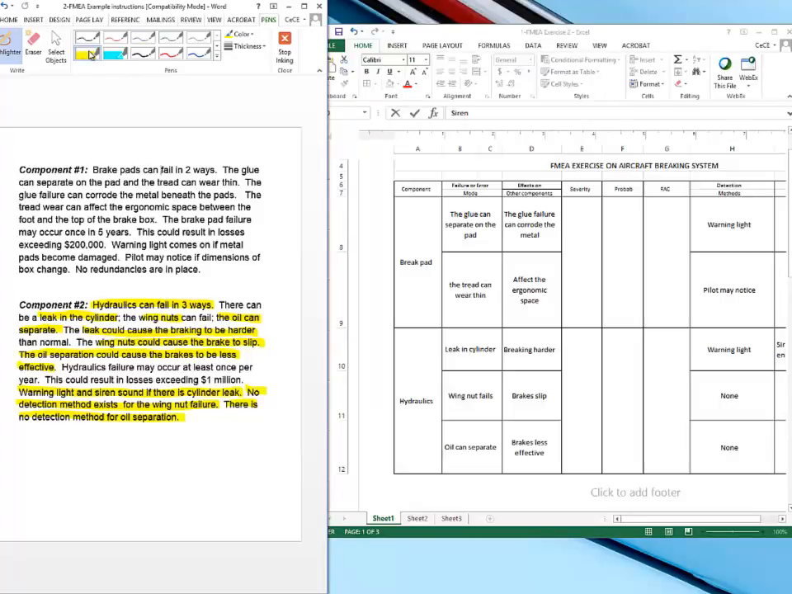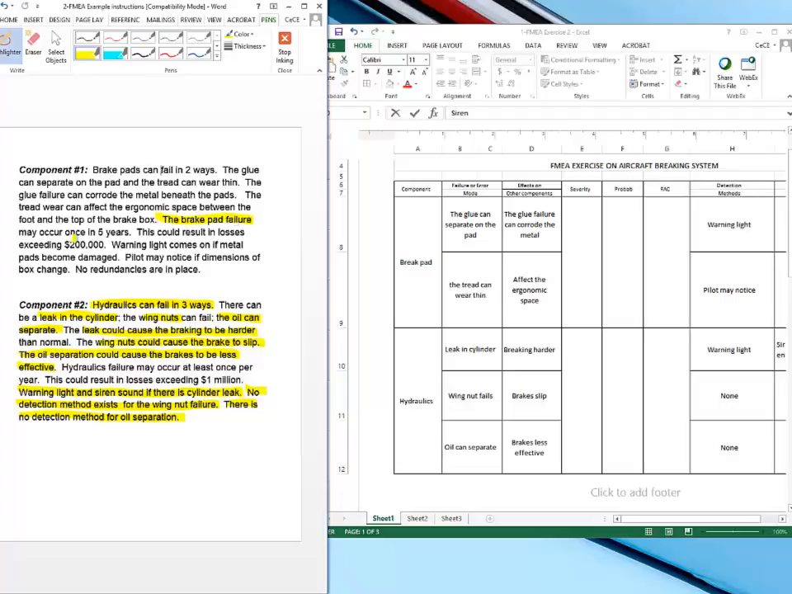So in other words, what we're going to do is figure out how important this particular failure is. All right, the brake pad failure. Okay, so the brake pad itself is what we're looking at. We're not looking at necessarily the severity of each component. We're looking at the severity of the brake pad failure itself. So let's see what information we have about that.